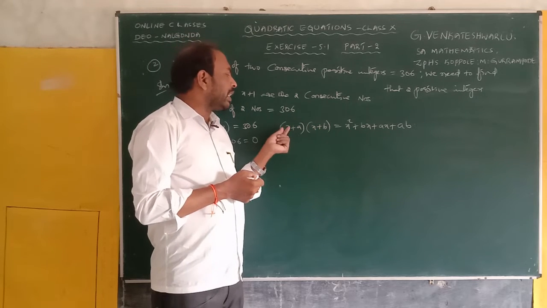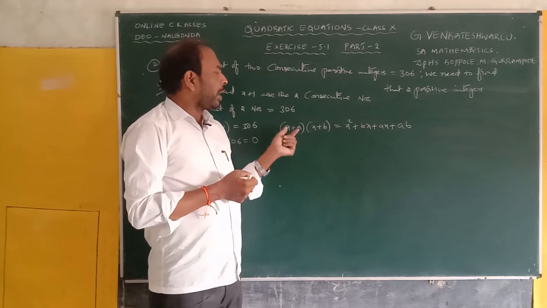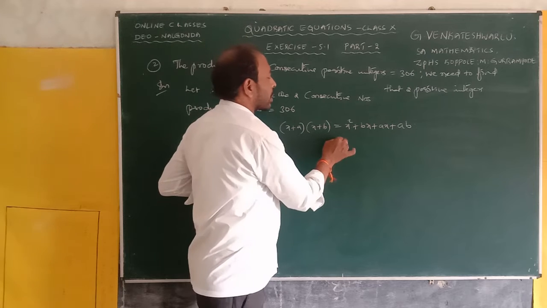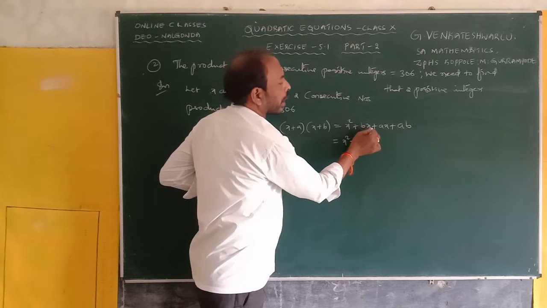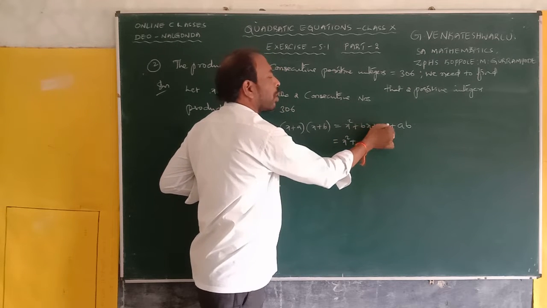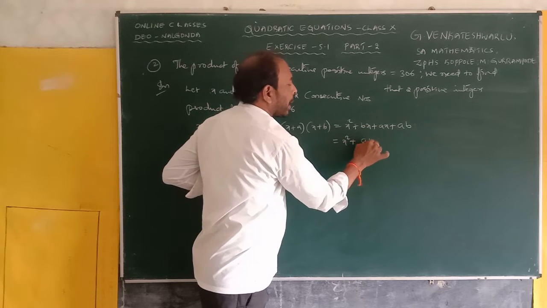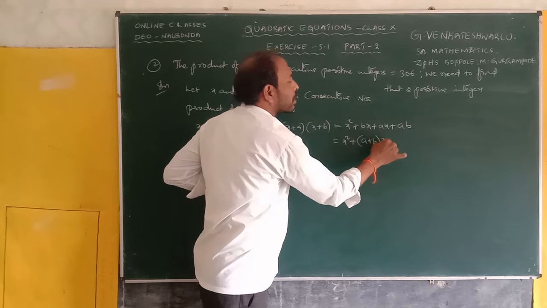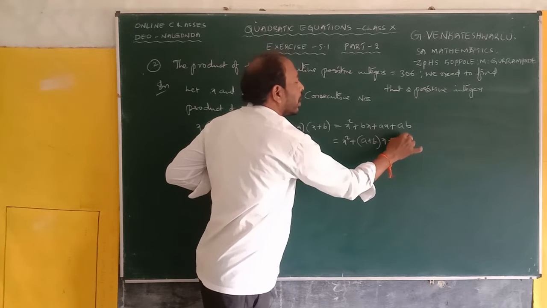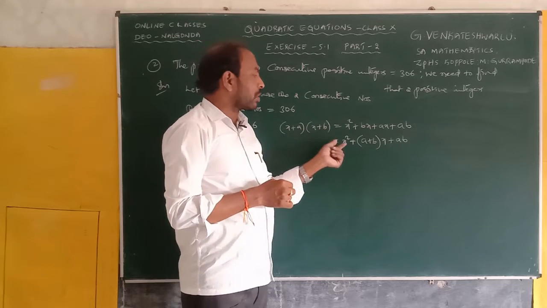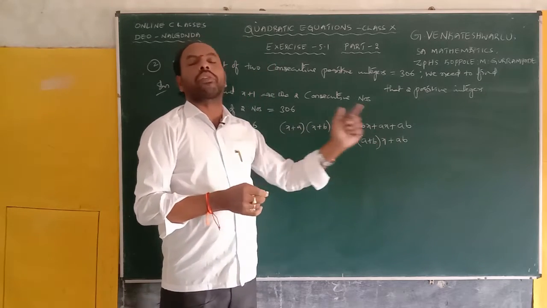Both are taken in terms of small x, and the product of these two linear factors means x square plus, here x, both these two terms are like terms. Here x is taken common, which means (a plus b) into x plus ab. Here the product of these two linear factors gives a quadratic equation.